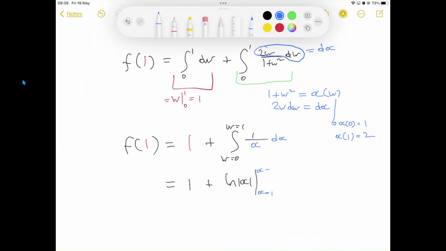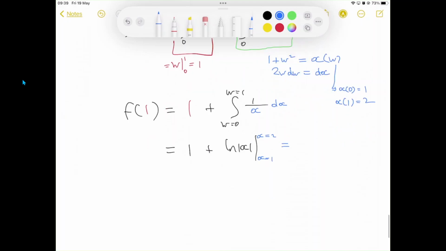I'll just write it like this. So what do we get? We get, of course, the 1 from earlier. I'll write it in black for consistency. Plus the ln of 2 minus ln of 1, and ln of 1 is 0. So we have 1 plus ln of 2 is equal to f of 1.